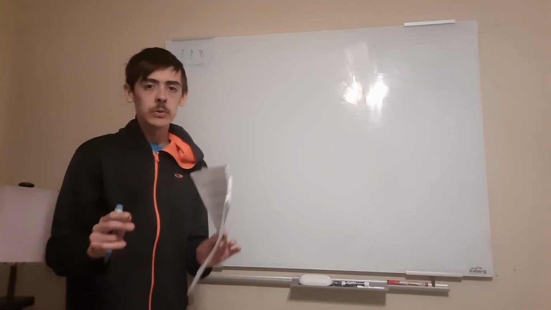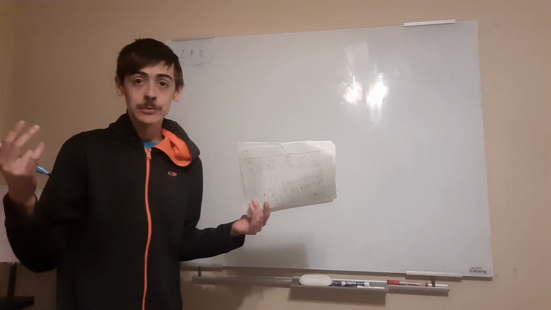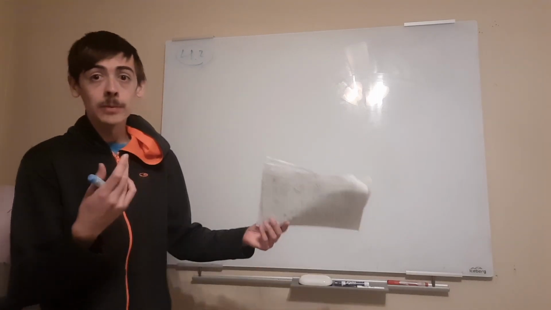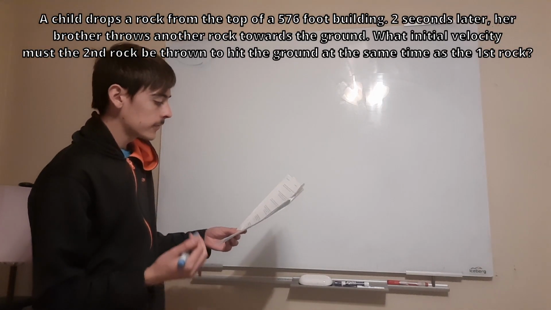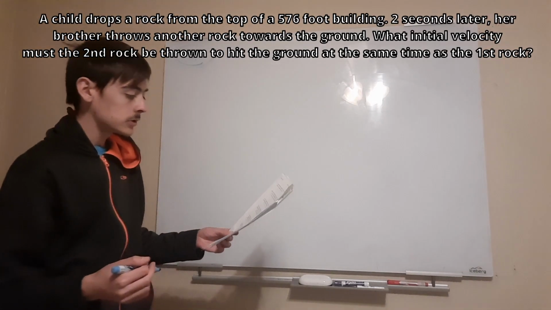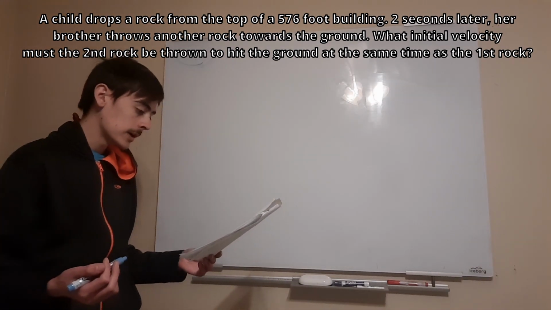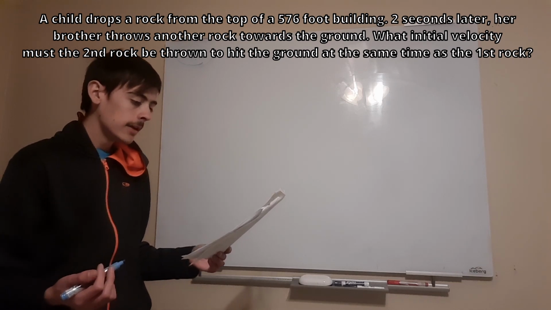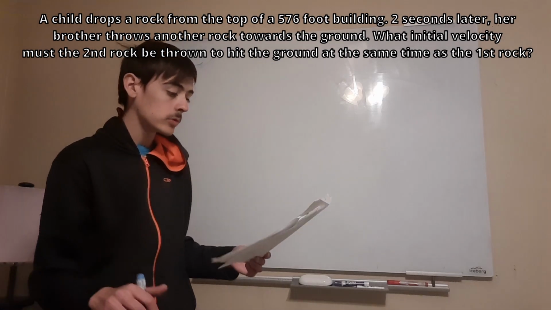All right, these last two are not that nice of problems, but they were given to us on a worksheet, so they could technically be similar on the test, so I'm going to go over them for you. First one says, a child drops a rock from the top of a 576-foot tall building. 2 seconds later, her brother throws a second rock towards the ground. With what initial velocity must the second rock be thrown in order to reach the ground at the exact same time as the first dropped rock?